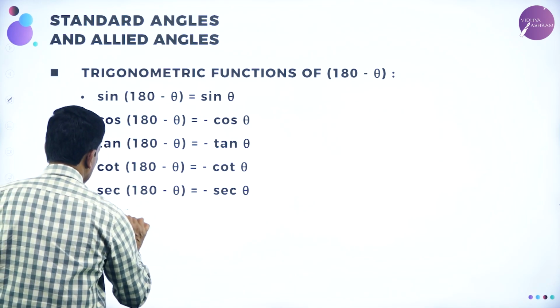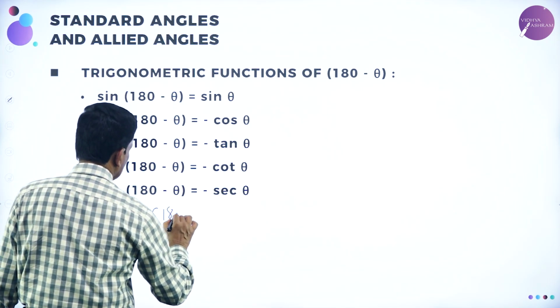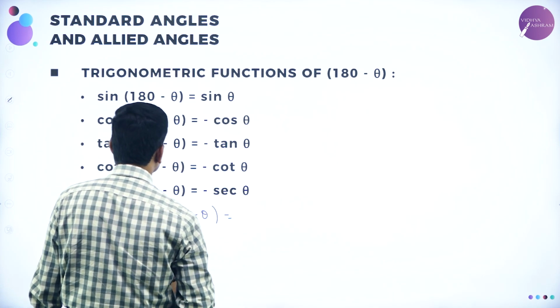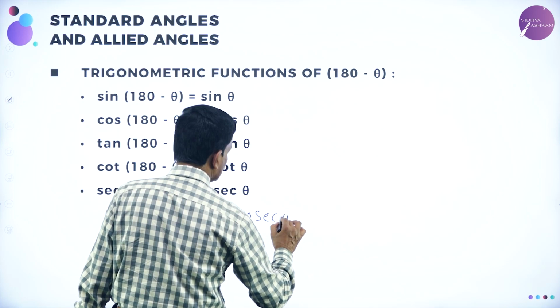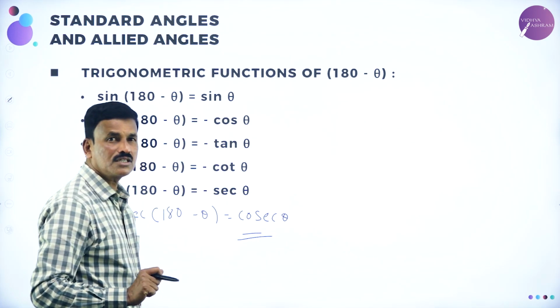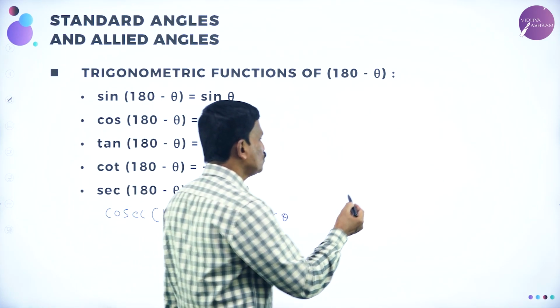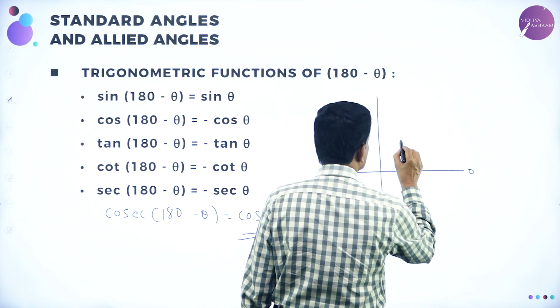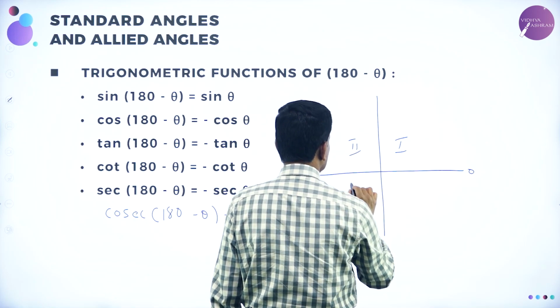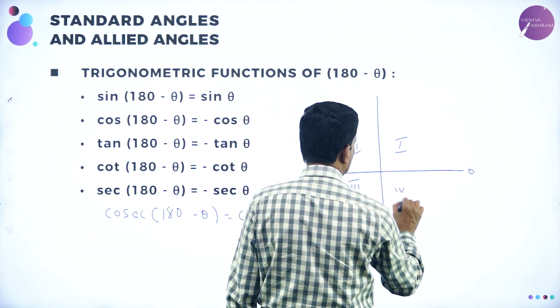Whereas cosecant of 180 minus theta is equal to plus cosecant theta. So, these are the trigonometrical ratios. Now, to write the trigonometrical ratios, the very easiest method is to write down the quadrants and the signs of trigonometrical ratios in all these quadrants.